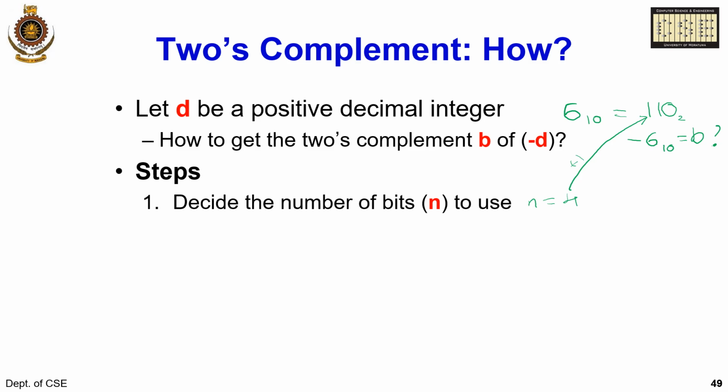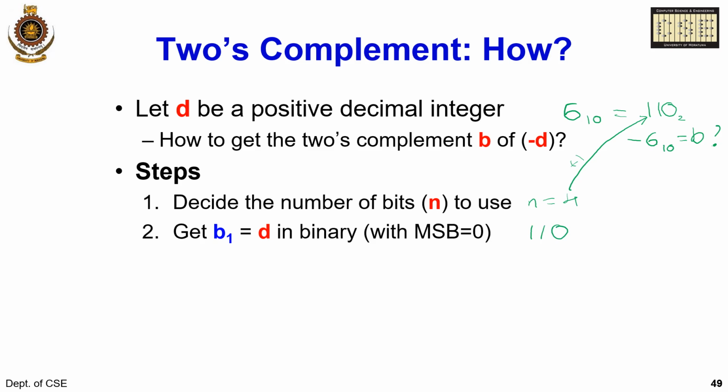So that is now sorted. What's next? Get b1 equals d in binary with most significant bit equals 0. So d is now 110 in binary, right? And so b1 is with the most significant bit, we add another 0. So that's where we needed the additional bit. So that's 110 in binary with a new most significant bit, which is 0. So that's b1.